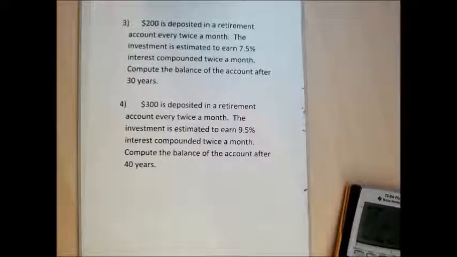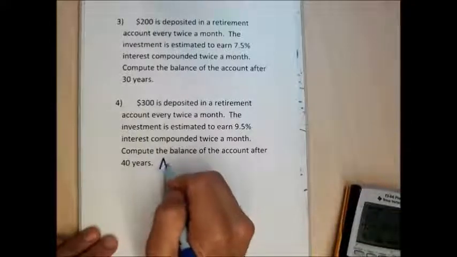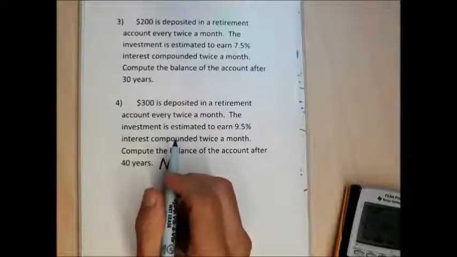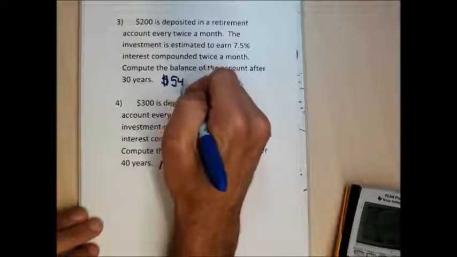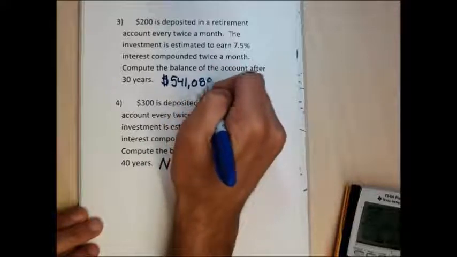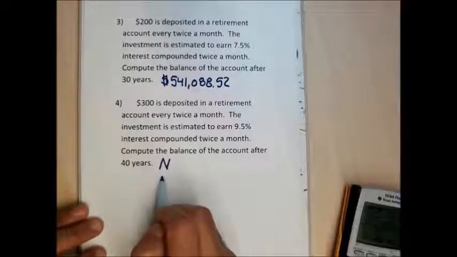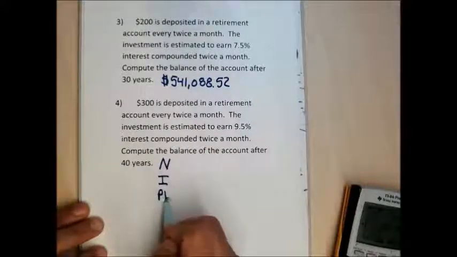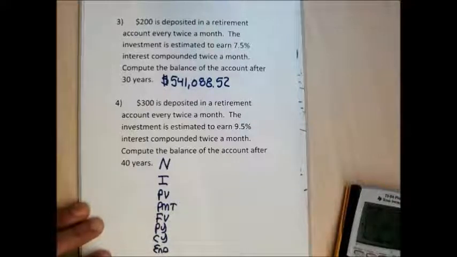All right, why don't you give 3 a go? I'll do 4. So you can pause the video and do 3. The answer that I have written down for 3, just in case you want to check yourself, is $541,088.52. That's assuming my answer is right. I'm kind of hoping that's the case. If you can't do number 3, watch me do number 4. If you can do number 3, don't watch me do number 4 and fast forward a little bit.